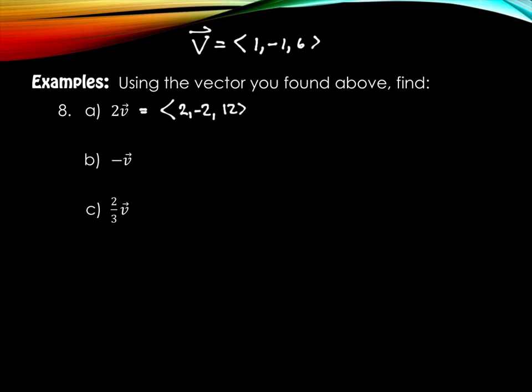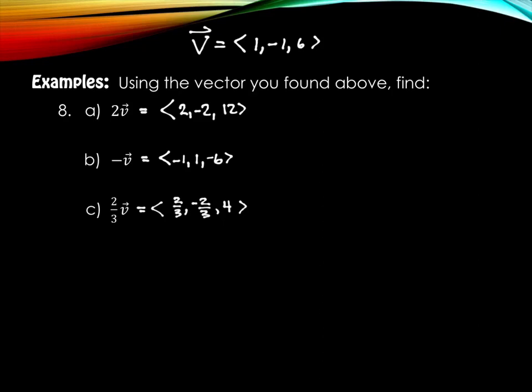Perfect. What about negative v? Negative 1, 1, 6. Spacing issues. There we go. Good. And what about 2/3 v? Everybody loves fractions, right? 2/3. Yeah, negative 2/3, 4. Is it 4? Yeah, 4. I think I changed this then. 3. Okay, cool. All right. Everybody good? Well, that looks good. Excellent. All right, so let's do some vector combinations now.